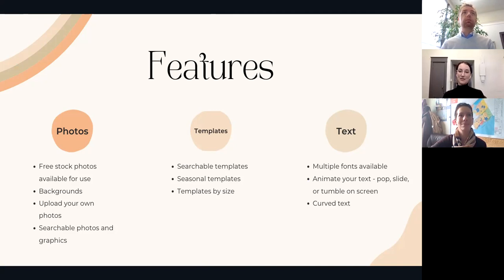We also have the text feature. So there are a lot of fonts available, but again, some of them are only available with the Pro version, but I believe you can still pay that like $1.29 fee to download it. You can animate your text, which is pretty fun if you want to do a quick little video on social media. You can have the text pop in or slide in. You can also do a curved text, so kind of make an arch with it.